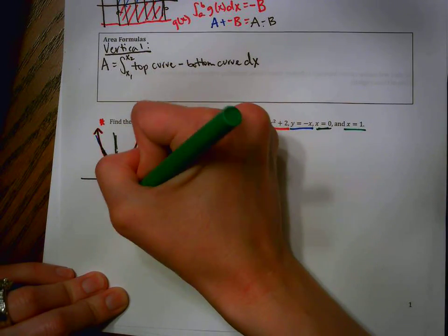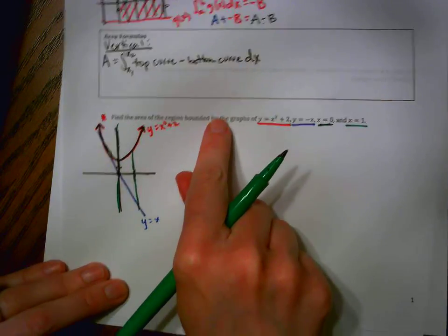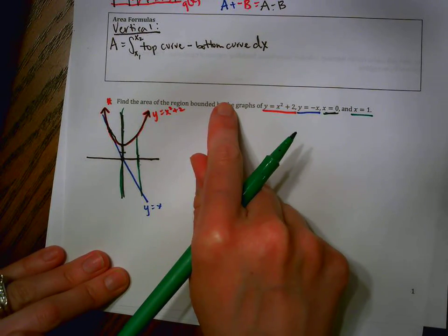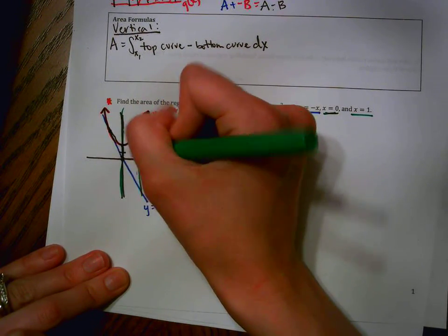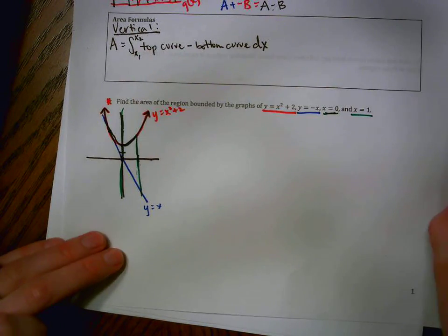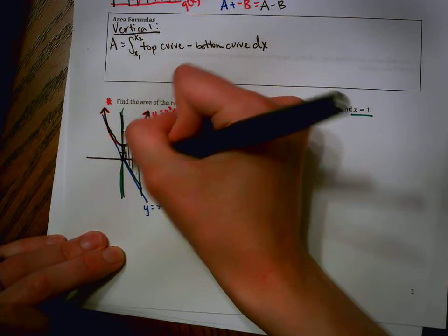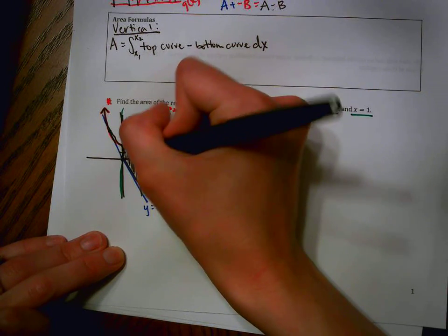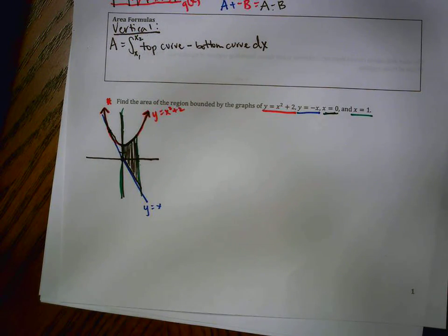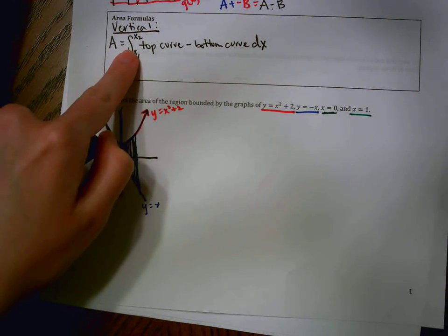So it's saying, what is the region bounded by? So you created a shape. Where is that shape? Between here and here. And here's your top curve. Here's the bottom curve. So we're talking about this area right here. So we want to know that area. So we're going to use this setup.